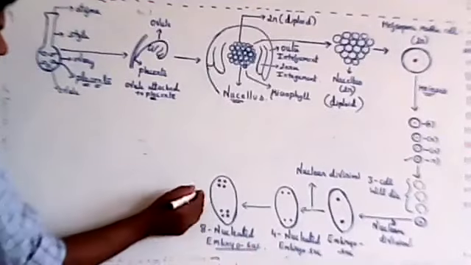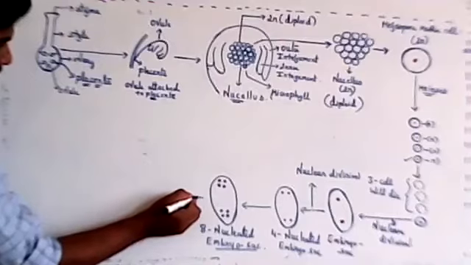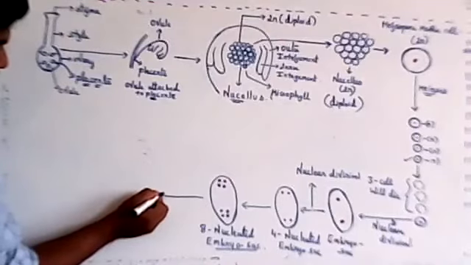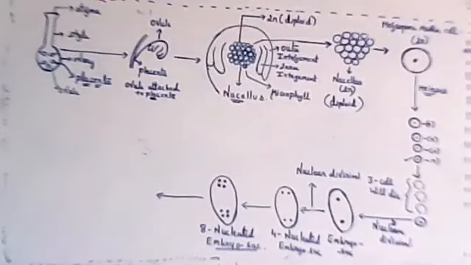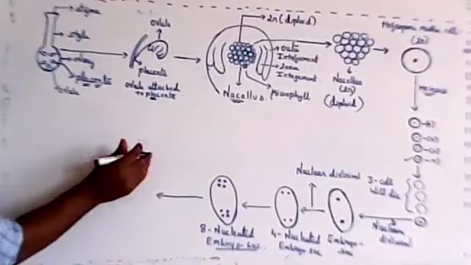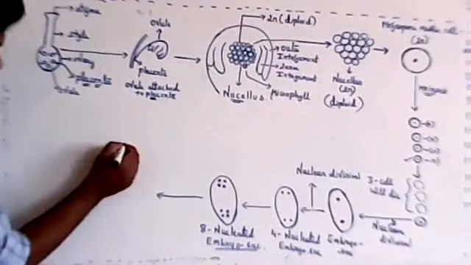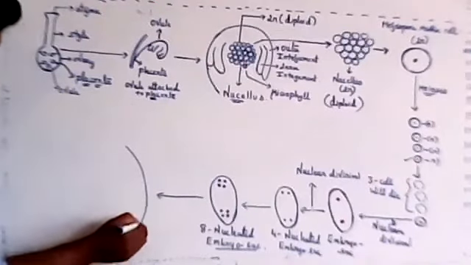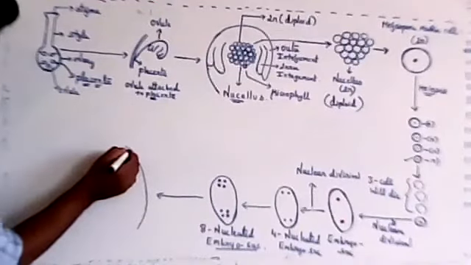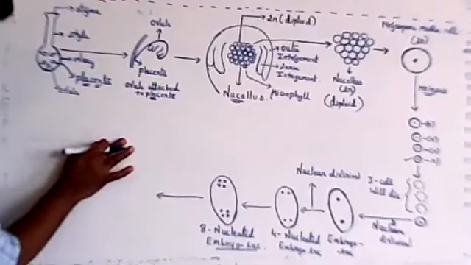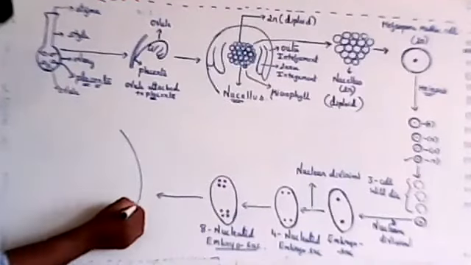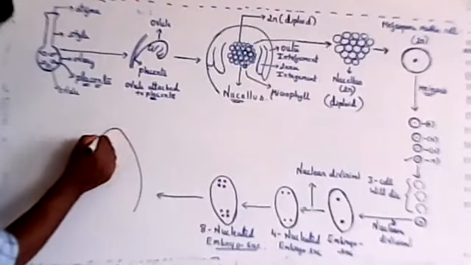Now there will be rearrangement. So the next step is rearrangement of these nuclei. These nuclei will start migrating. All the 8 nuclei which are formed will start migrating. So now migration will take place.